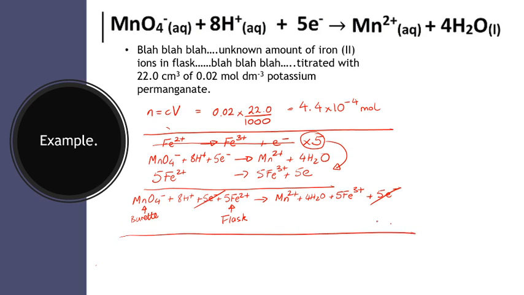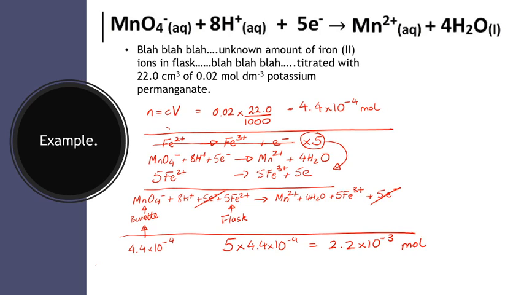We know how many moles we added from the burette. That was our 4.4 times 10 to the negative 4. So the number of moles of iron in the flask must be 5 times that. I've still got that on my calculator, fantastic. So times that by 5 and I get 2.2 times 10 to the negative 3 moles. Now that's how many moles of iron 2 ions were in that flask.